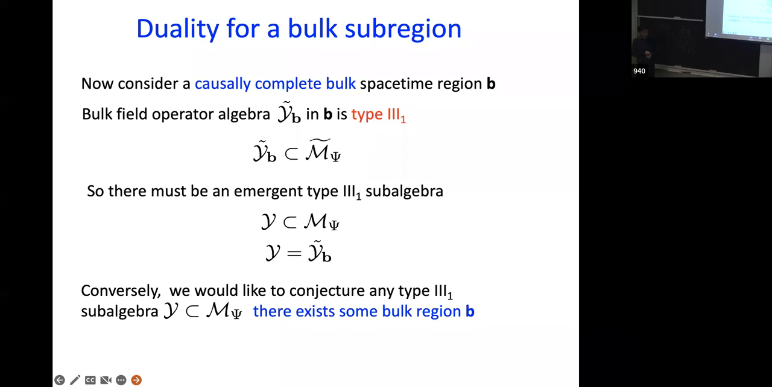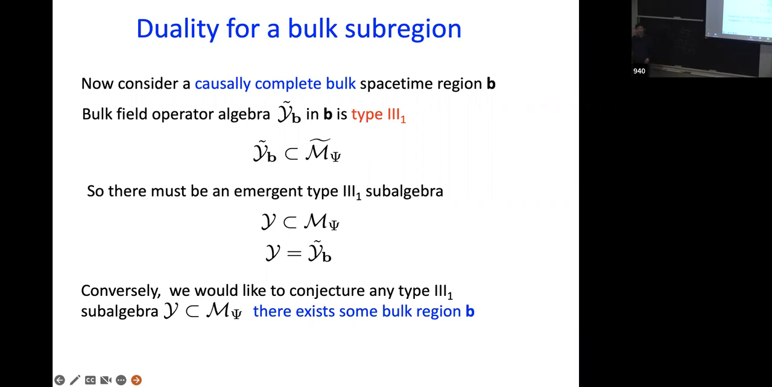Conversely, we would like to conjecture that for any emergent type III-1 algebra in the boundary, there may exist some kind of bulk region. This converse is a bit of pure speculation. But again, it should always be a causally complete region.